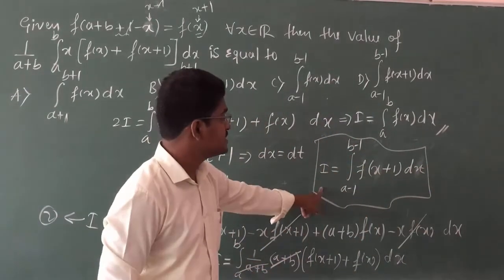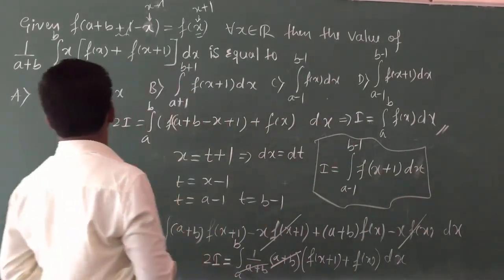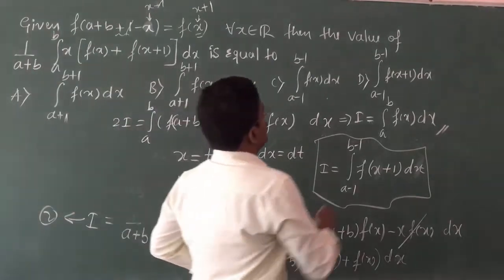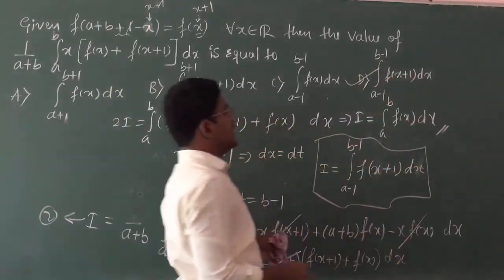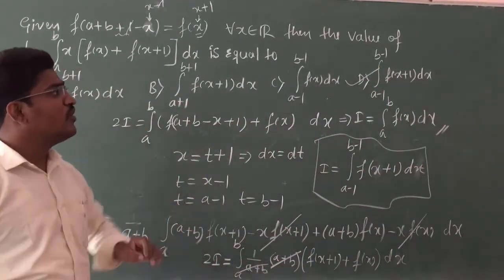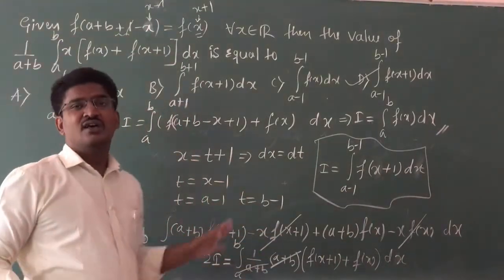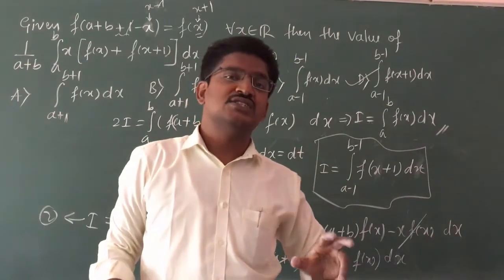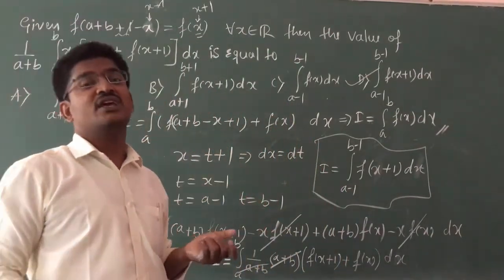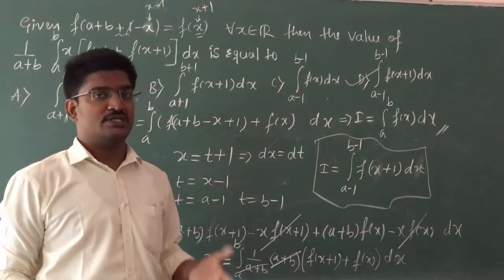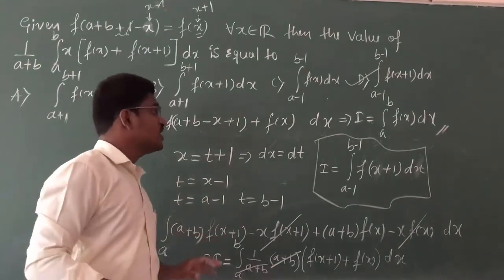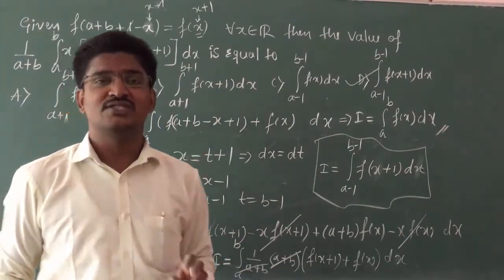So now what is this? This is nothing but your fourth option, that is integration from a minus 1 to b minus 1 of f of x plus 1 with respect to dx. Very simple question, little bit analytical things and little bit remembering things of definite integral properties. If you know that, this particular problem is very easy and very simple. Clear?